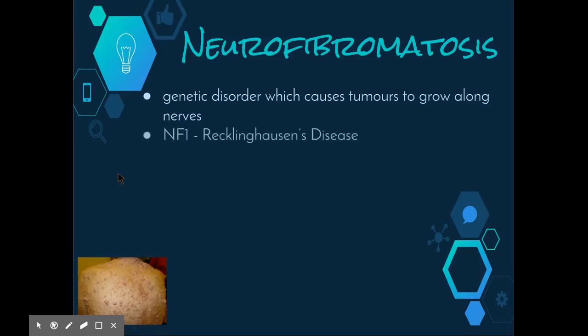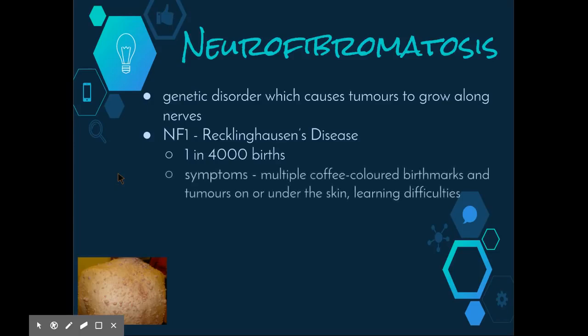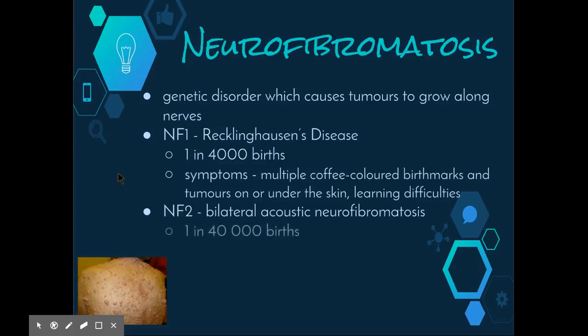So neurofibromatosis 1, or known as Recklinghausen's disease, occurs in 1 in 4,000 births. Some common symptoms include multiple coffee-coloured birthmarks and tumours on or under the skin. Tumours may develop on the brain and spinal cord, and up to 50% of people with this disease will have learning difficulties.